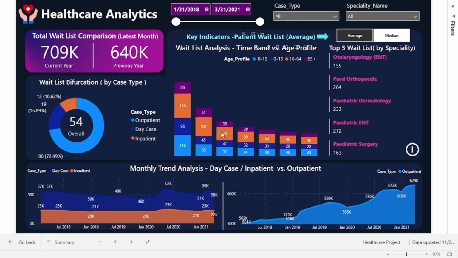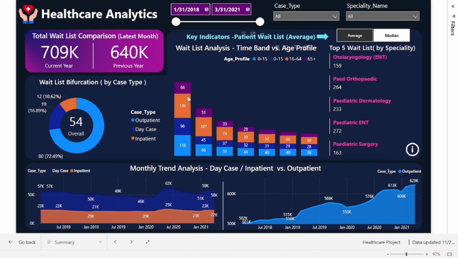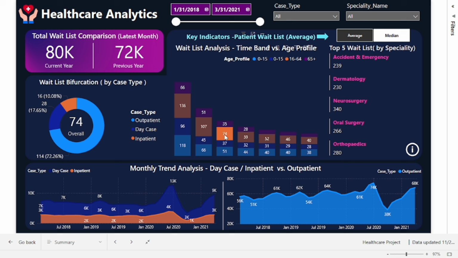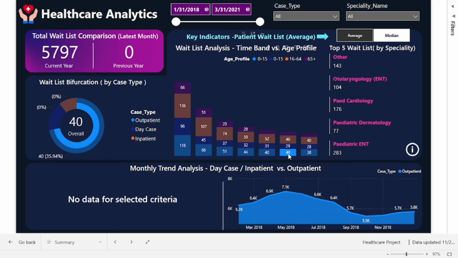Third, waitlist by age and time band. In the center, we dive deeper. This stacked bar chart shows how wait times vary across age groups, from children 0 to 15 years to seniors 65 plus years. This helps us answer questions like which age group waits the longest and which procedures or case types are the most delayed. This is a powerful view for planning resource allocation.